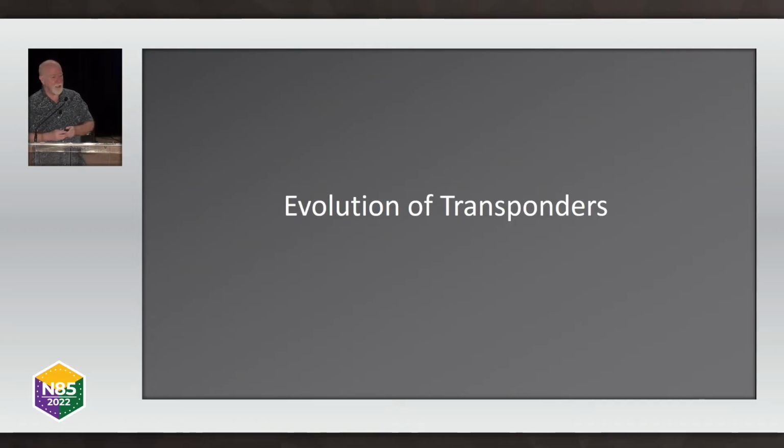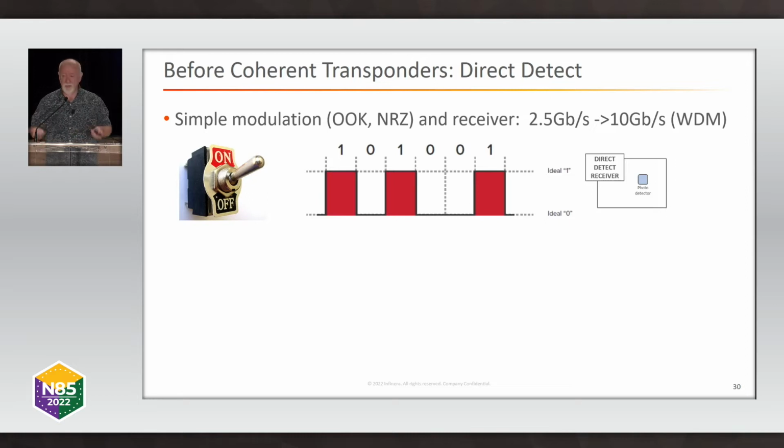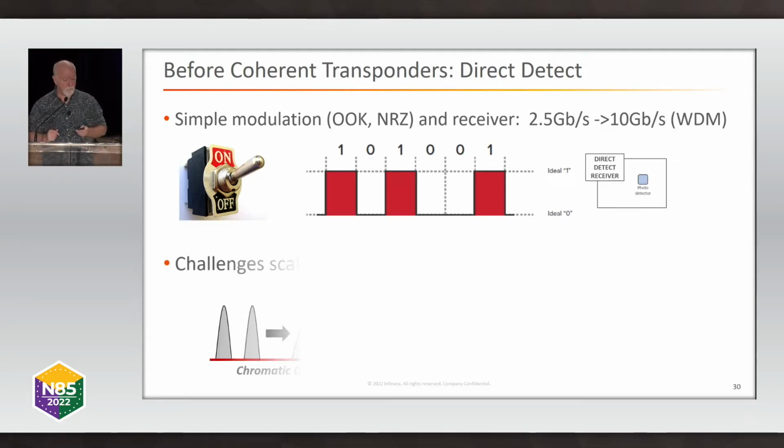So now I'd like to take a look at the evolution of transponder technology. Before we had coherent transponders, which I'll talk about in a moment, we had direct detect. And direct detect transponders are very, very simple. It's almost like Morse code. If there's light, it's a 1. If there's no light, it's a 0. Slightly more tricky than that, but that's really simple technology. But that suited us fine for transmission at 2.5 gigabits per second per wavelength, or even 10 gigabits per second per wavelength. No problem. Simple transponders, simple receivers, and so on.